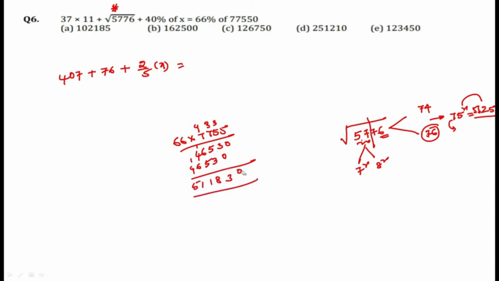511830. And you already know that you can cancel the 0, guys. Now you can get that, so 51,108. So finally, the final value: 407 plus 76. Now the sum of these numbers is 483.